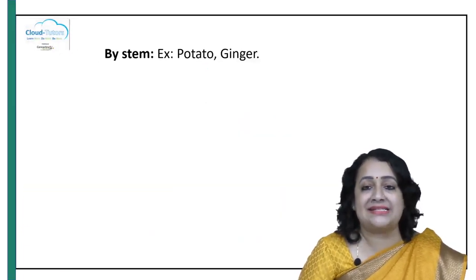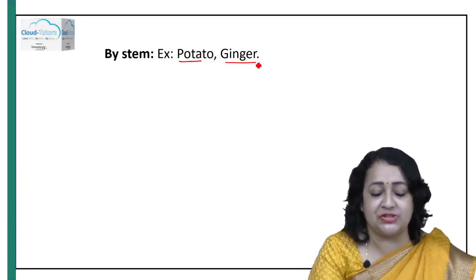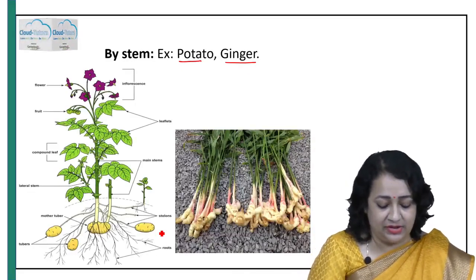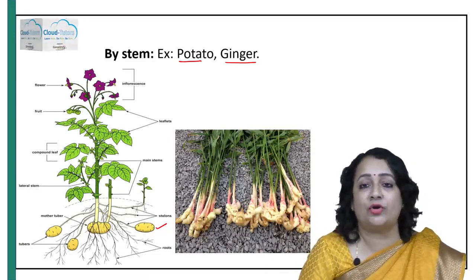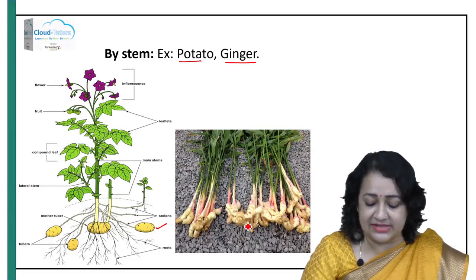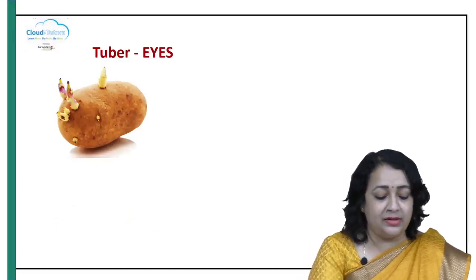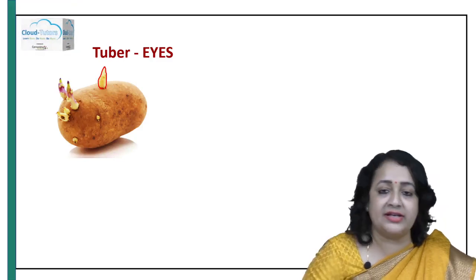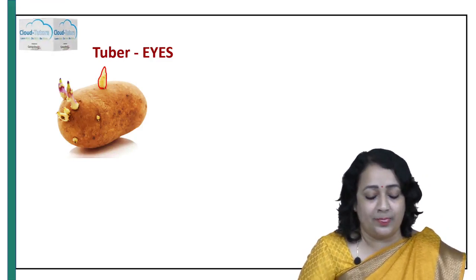Now by stem, vegetative propagation by stem. So here potato and ginger can be propagated by using the stem. So here you can see, potato is the stem modification and not a root modification. So by using the tuber of this potato as well as the rhizome of the ginger. So this is the ginger plant. So what will happen by using the tuber? Okay, so you can see here eyes, these are called as the eyes, the buds coming from the tuber. So using that we can propagate potato.